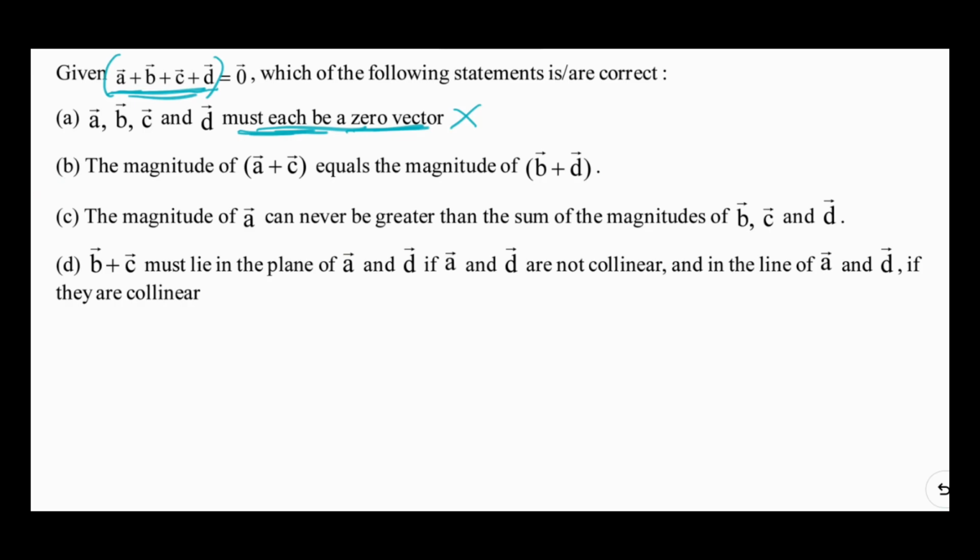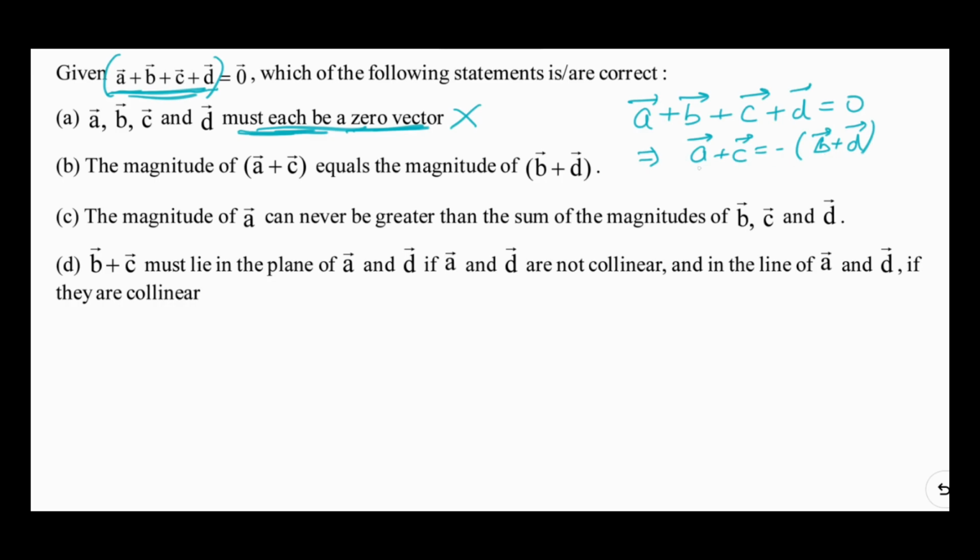Option B: the magnitude of a plus c equals the magnitude of b plus d. This should be a correct option. Why? Because if a plus b plus c plus d is 0, it means a plus c is equal to minus of b plus d. I can write this equation in this form also.